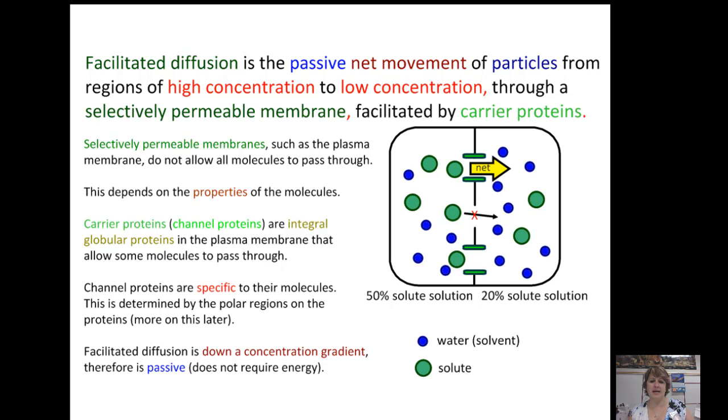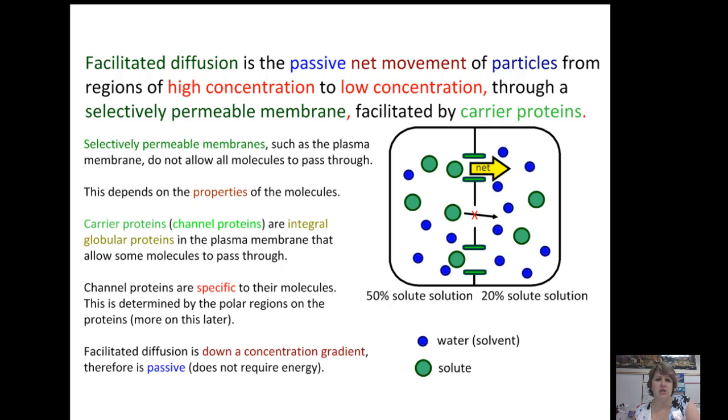All right, another type of passive transport is facilitated diffusion. So facilitated diffusion is still the passive net movement of particles, still going from regions of high concentration to low concentrations, still through a selectively permeable membrane, but this time we're facilitated or helped by carrier proteins, and they could actually be carrier proteins or channel proteins, just proteins in general. So some molecules cannot get through selectively permeable membranes. It depends upon the properties of the molecules. If they cannot get through, then in order to get through, they would need help.